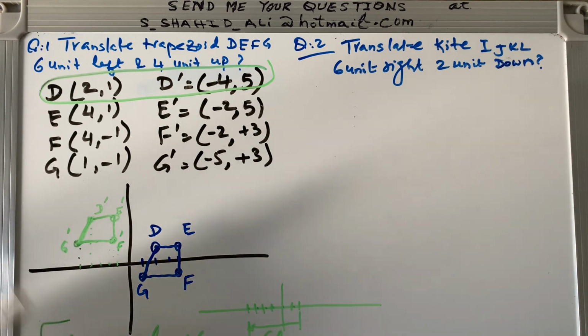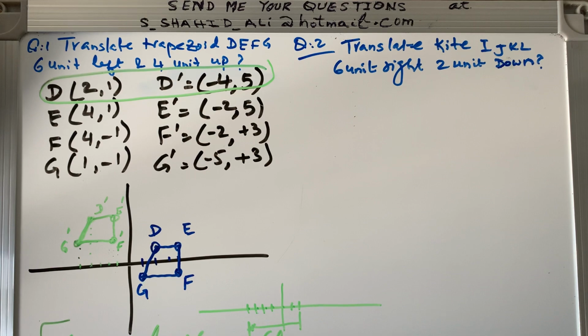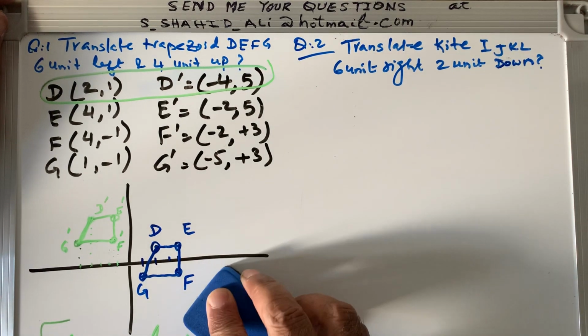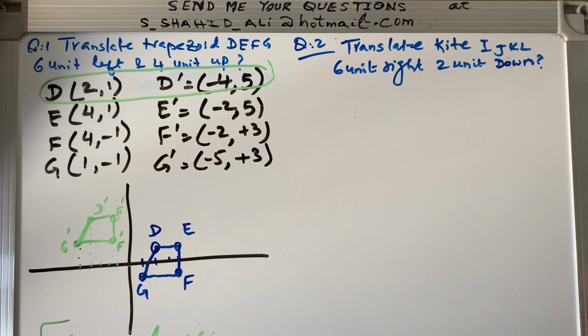Now I did it the way it was asked. If it is asked the other way around, like only one ordered pair is given, then even then you can solve it, right? It's not given that it is 6 units left, 4 units up, but you can find out how much the translation is because one of the ordered pairs is given, right?